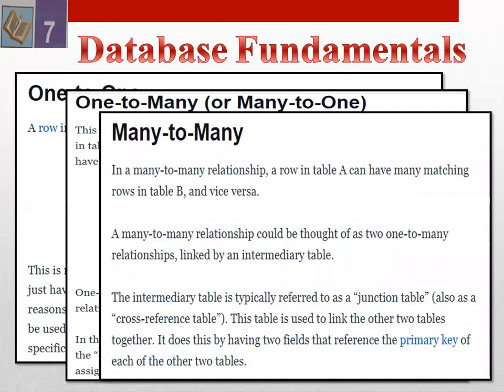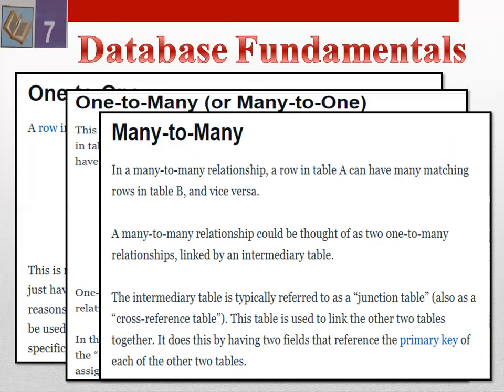Then many to many. In a many to many relationship, a row in table A can have many matching rows in table B. A many to many relationship could be thought of as two one to many relationships linked by an intermediary table. The intermediary table is typically referred to as a junction table and also as a cross-reference table. This table is used to link the other two tables together. It does this by having two fields, the reference, the primary key of each of the two tables.